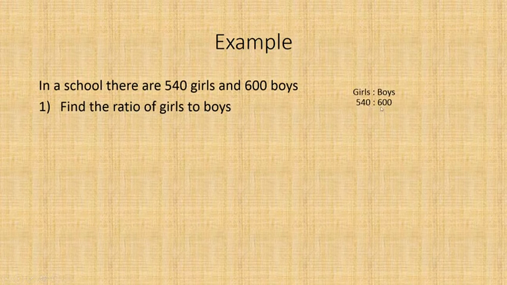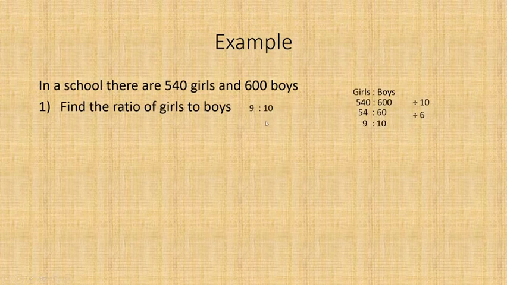So I can see that both of them here end in 0. So I remember the divisibility rules: because both of these numbers end in 0, I can divide by 10. So here I will have 54 and here I will have 60. And I can see here that both of them are in the table of 6, so I can divide both of them by 6. So here it's going to be 9, and 60 divided by 6 equals 10. So the ratio of girls to boys is going to be 9 to 10.